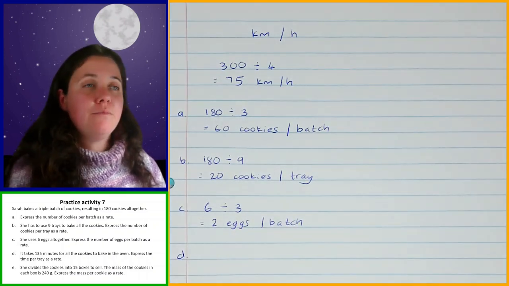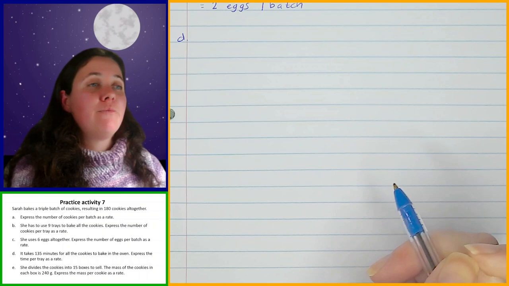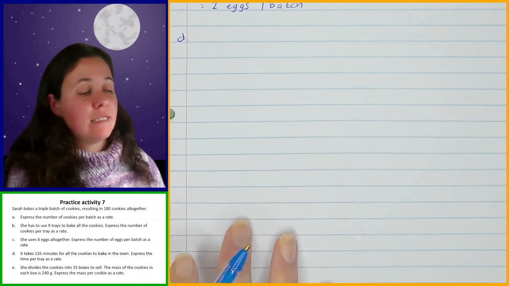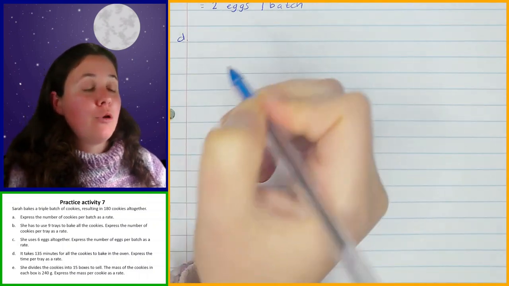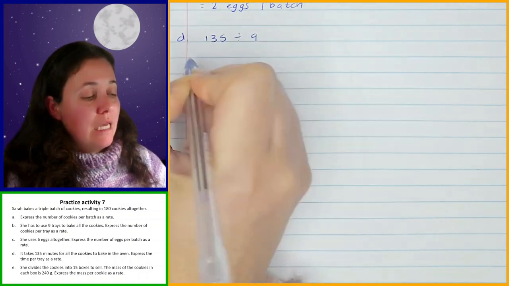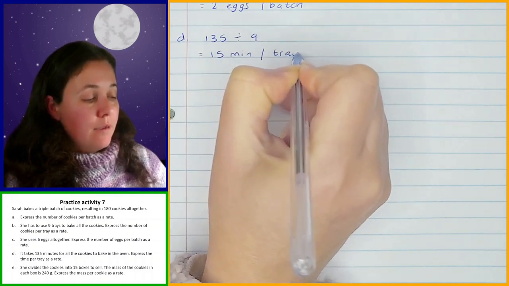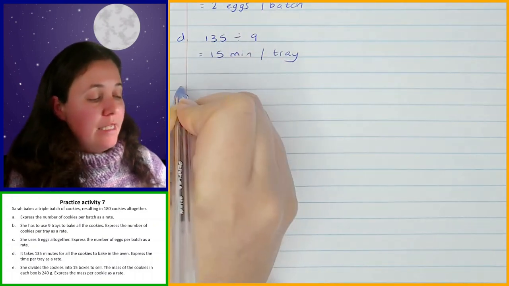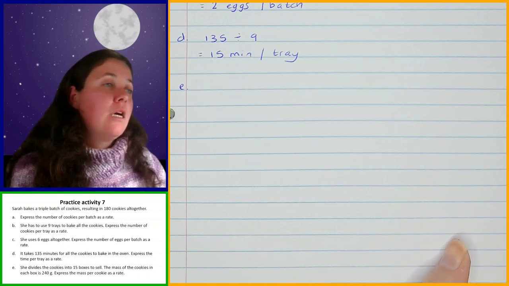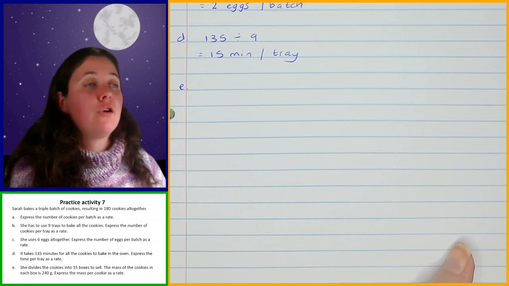Question D. It takes 135 minutes for all the cookies to bake in the oven. Express the time per tray as a rate. Okay, so we have 135 minutes. It's time per tray. So the time, 135, divided by the number of trays, which is 9. And that gives you 15 minutes per tray. And then question E, the last one. She divides the cookies into 15 boxes to sell. The mass of the cookies in each box is 240 grams. Express the mass per cookie as a rate.